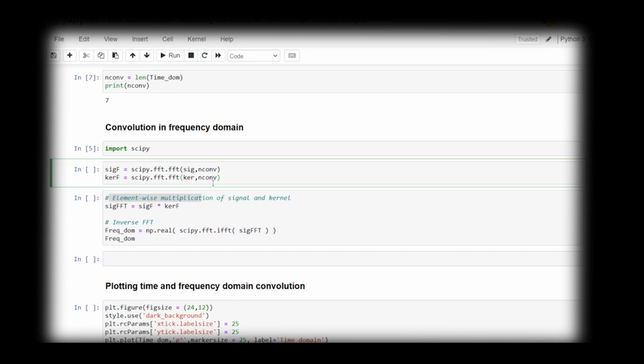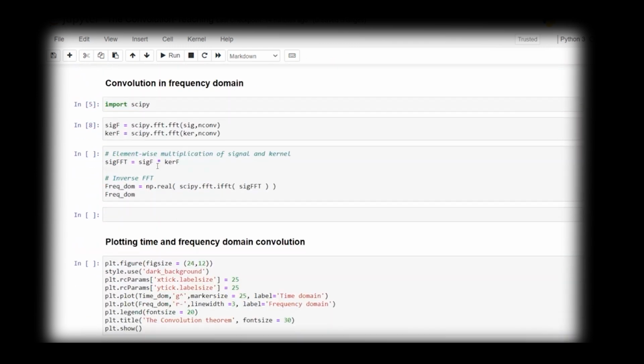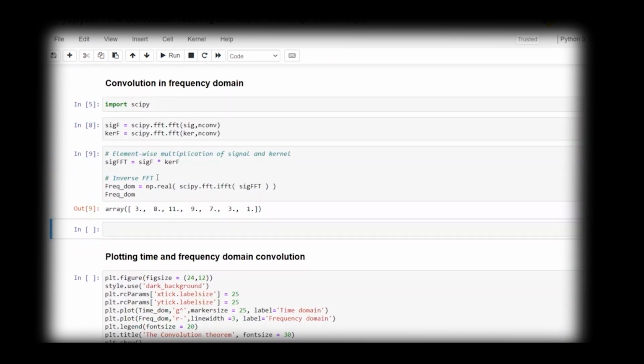When performing convolution in the frequency domain, the signal and kernel must be of the same length to allow for pointwise multiplication. Therefore, we will take the Fourier transform of both signals, each having 7 samples. If you find this part confusing, do not worry. We will cover the fast Fourier transform in detail in a later section. For now, we are only using it to prove the convolution theorem. Let's run this cell. We have now transformed both the signal and the kernel into the frequency domain, which we denote as sigma f and curve f.